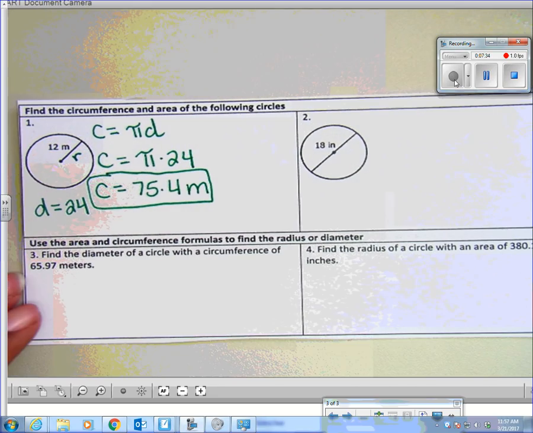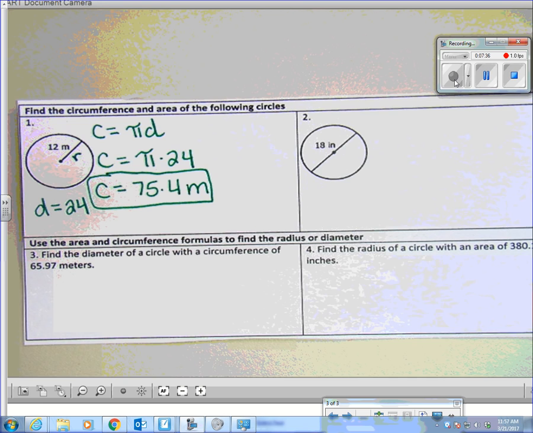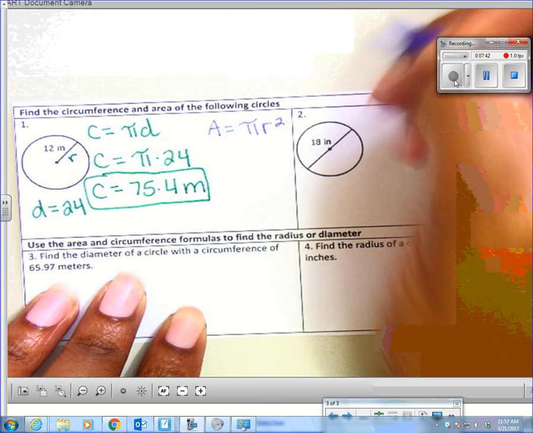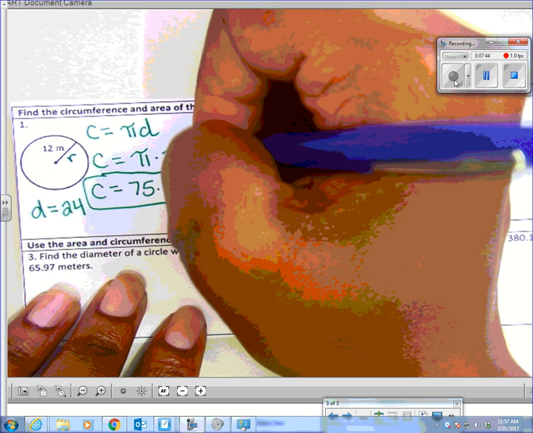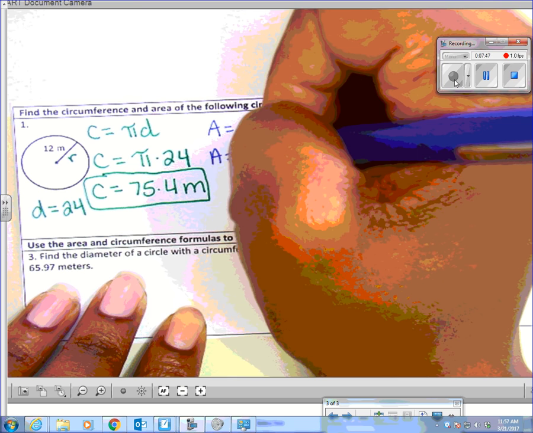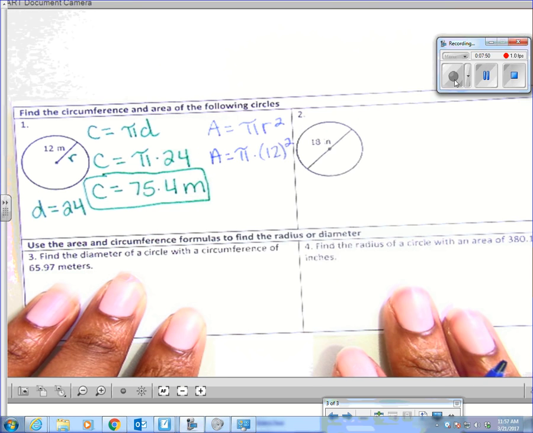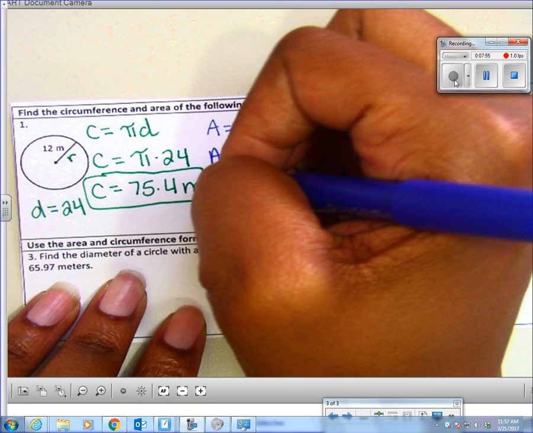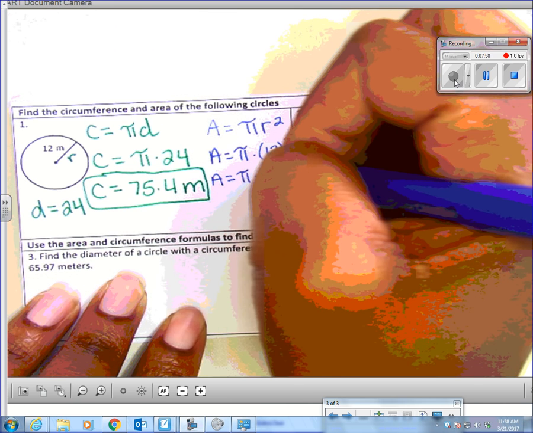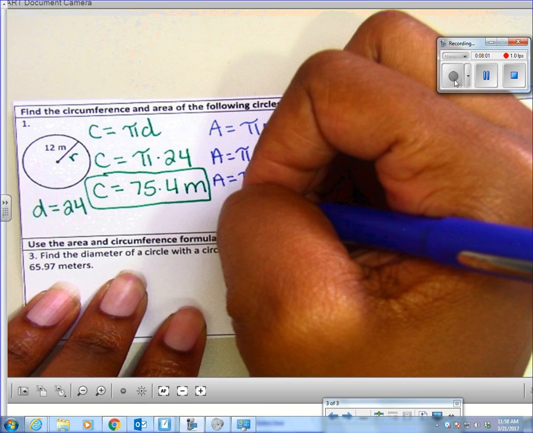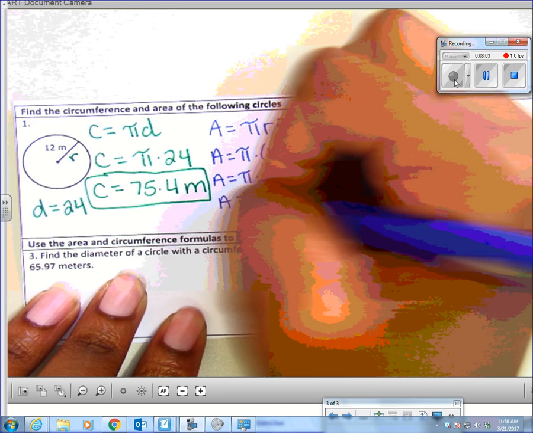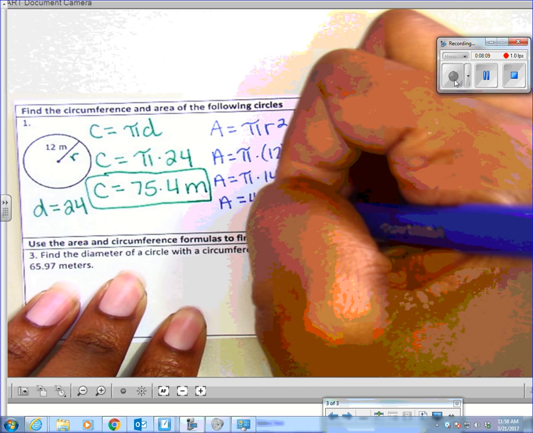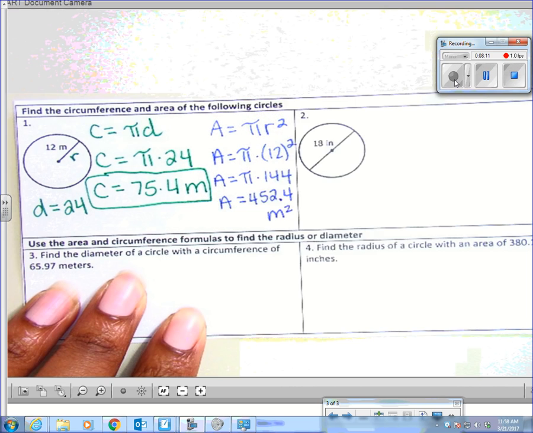And now we're going to find area. Area of this circle, you're going to use the formula area equals pi r squared. And we already know the radius is 12, so we're going to do area equals pi times the radius of 12, and then we want to square it. All right, so 12 squared means 12 times 12, which is 144. So we get area equals pi times 144. And so then when we multiply those together, you should get about 452.4. And now area, the units will be meters squared.